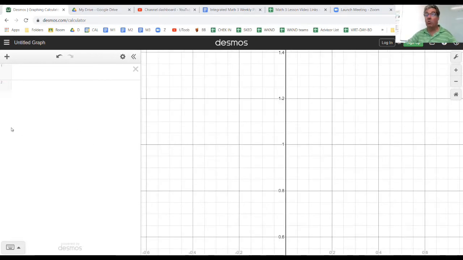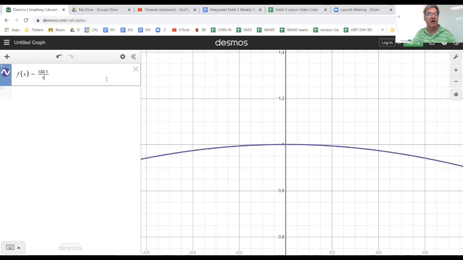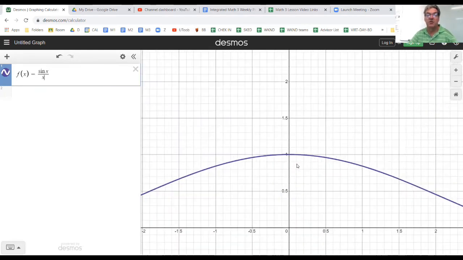Okay, let's take a look at one more function. I know there are some trig functions in the exercise problems, so let's take a look at one of those. I'm going to put the function in first. So f of x is going to be equal to sine x over x. And here's our nice little graph of that function. Let's zoom out just a little bit.